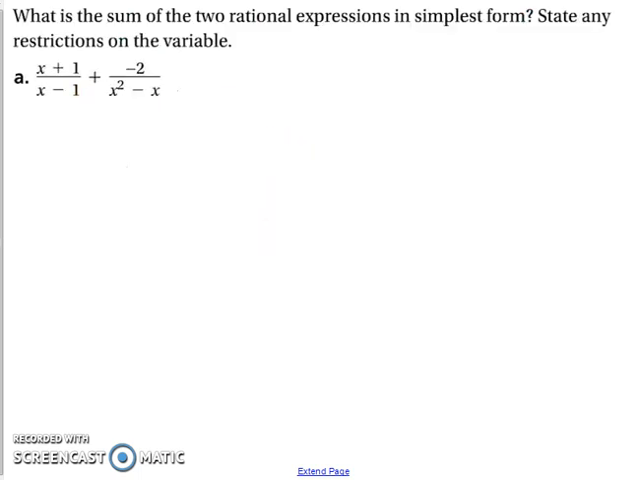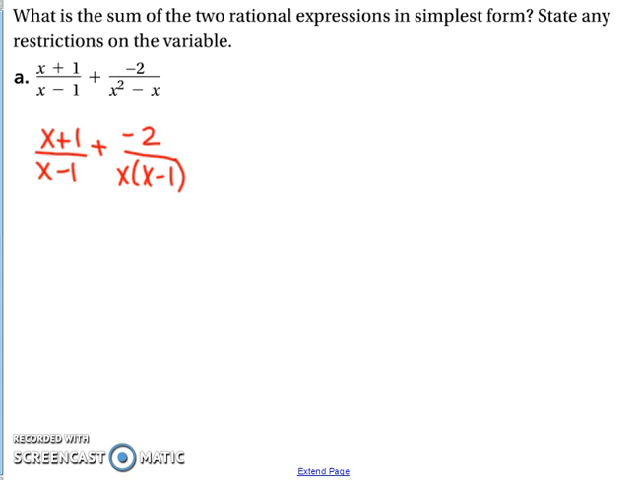So we're going to keep that in mind when we're adding rational expressions. The first thing you want to do is to factor all of your denominators. So what we're going to do is factor the second denominator, since the first one is not factorable. So we're going to leave this as x minus 1. And then we're going to rewrite x squared minus x as x times x minus 1. So we're taking out the GCF of x. We're left with x minus 1.